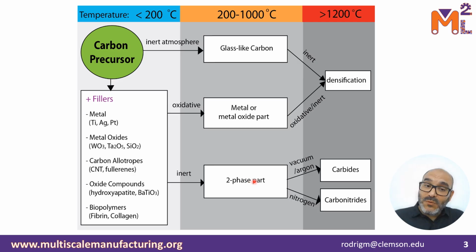And if you take that two-phase part material and keep heat treating it in different atmospheres, you can expect that you can also start getting carbides, carbon hydrates, and other materials. Right? So this will be the general framework of today's talk. How exactly can we shape a carbon precursor? Sometimes we will mix it with different fillers, and then exactly how we're going to heat treat it in order to get different carbonaceous materials.